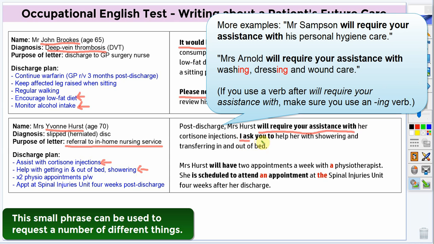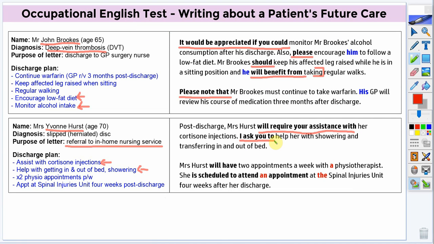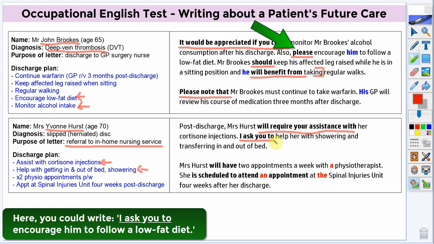This small phrase can be used to request a number of different things. Up here, for example, you could write, I ask you to monitor Mr. Brooks' alcohol consumption. Here, you could write, I ask you to encourage him to follow a low-fat diet.